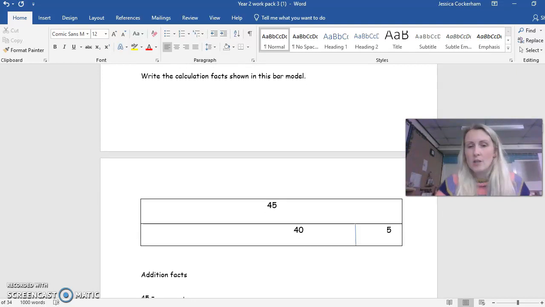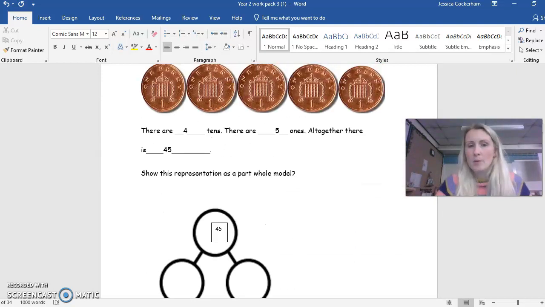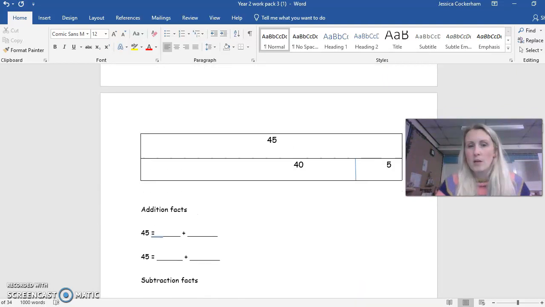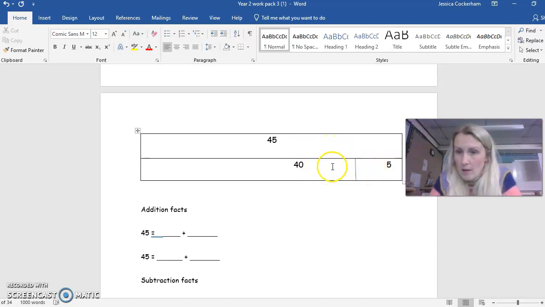Write the calculation that is shown in this bar model. Our whole number is 45. This bar model is like a part-whole model, isn't it? We've got 45 and then we've got 2 parts here. One part's got 40, one part's got 5. How am I going to show that as an addition? Have a think about that and see if you can do that now, and then we'll go through it together. Pause the video if you want to, and then we will go through it.